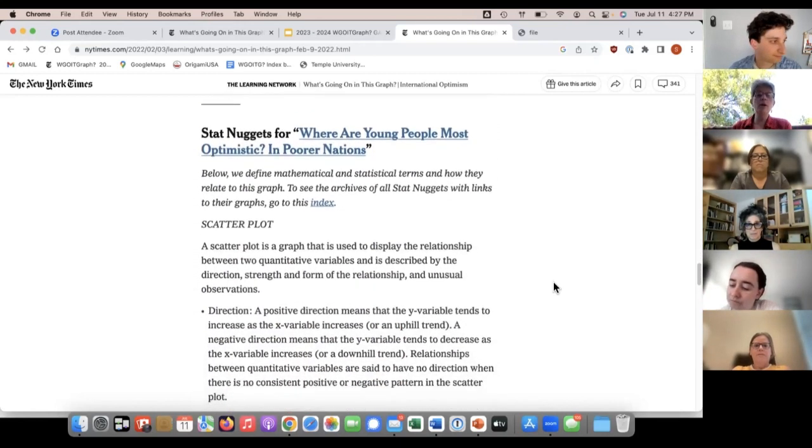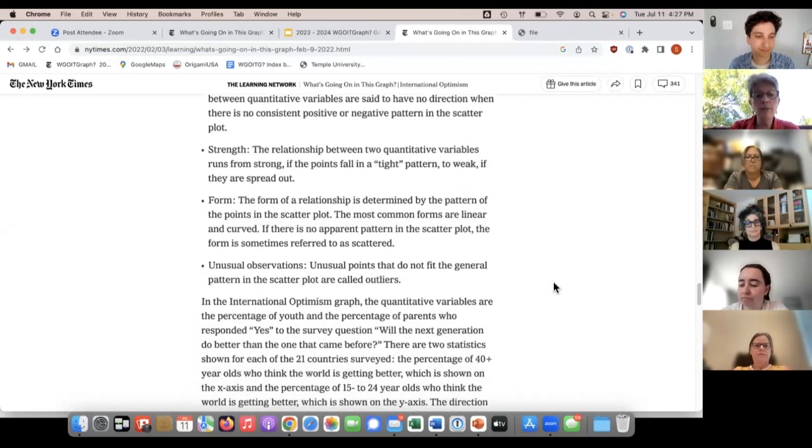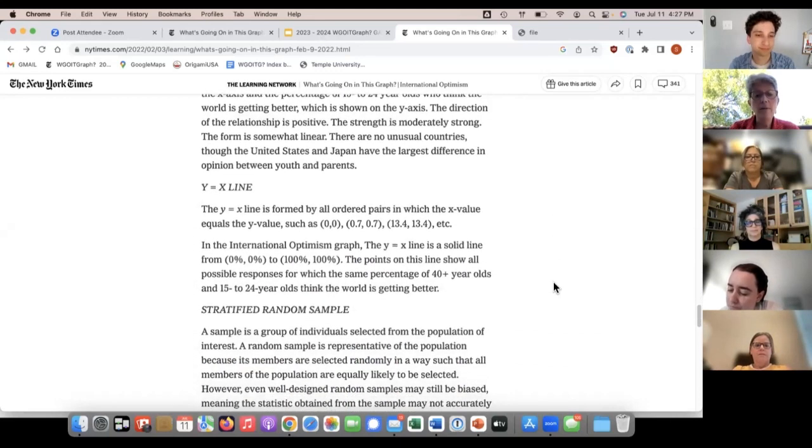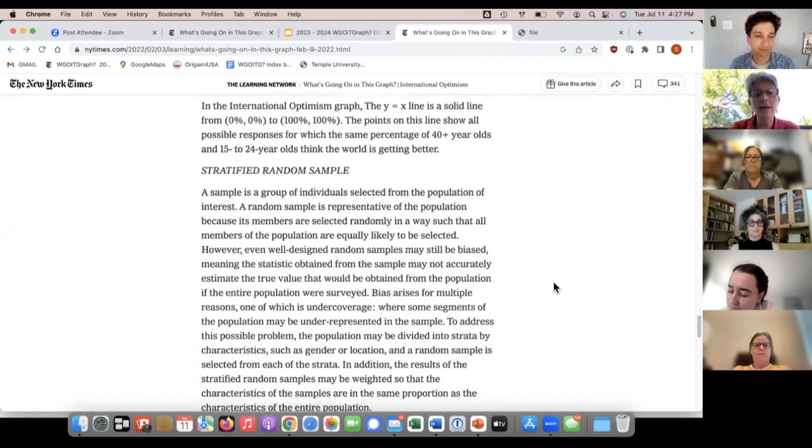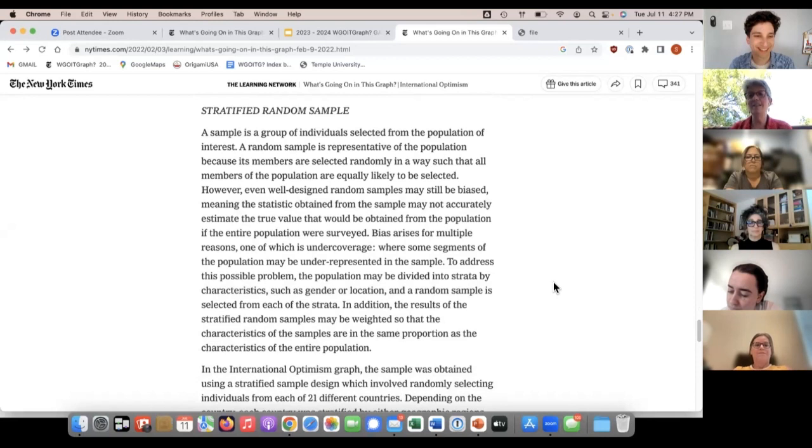And then the last part of every one of the reveals are what are called the stat nuggets. So these are statistical and mathematical terms that you find in the graph and where you find them. And the explanations are written in very direct language, as if it were being written for, let's say, a humanities teacher rather than a math teacher. So we have scatter plot, we have y equals x, and here, this answers your question, Dash.